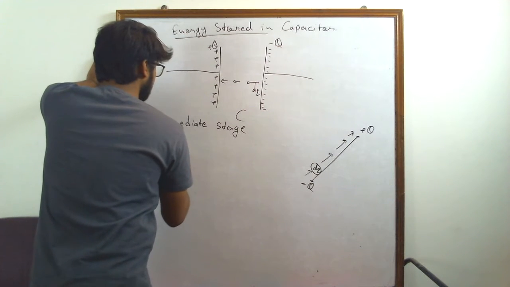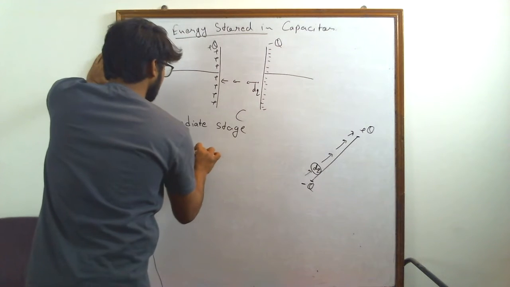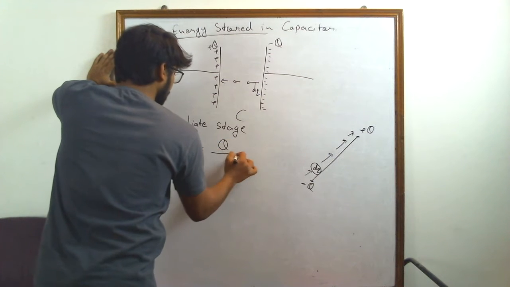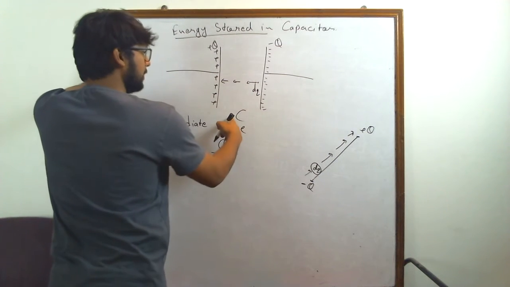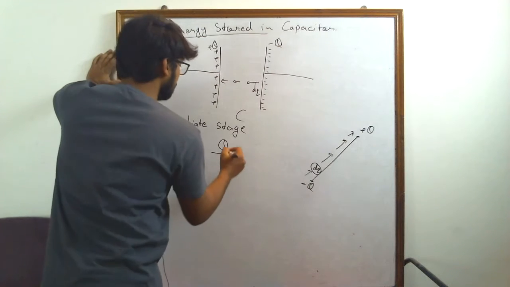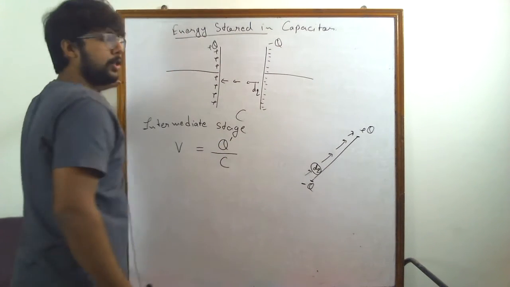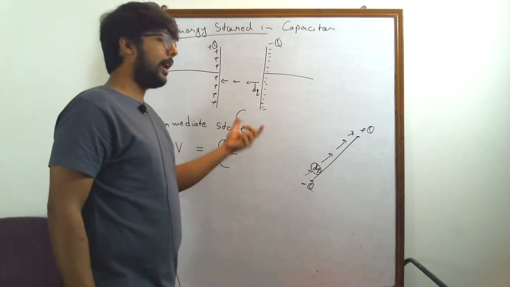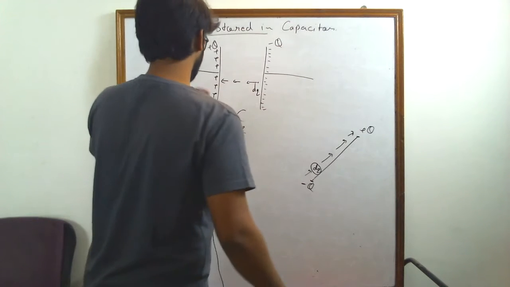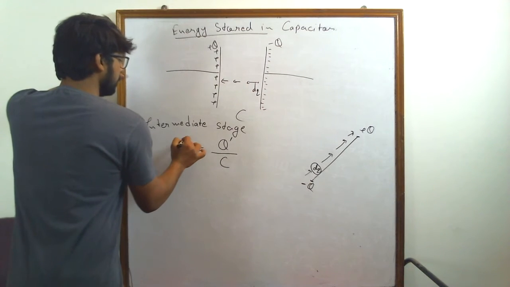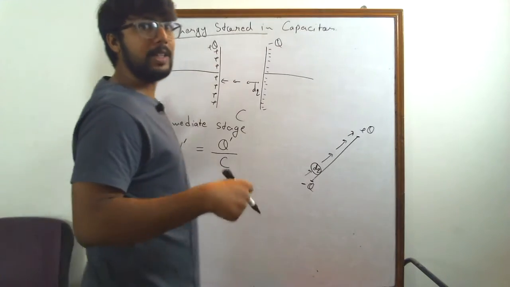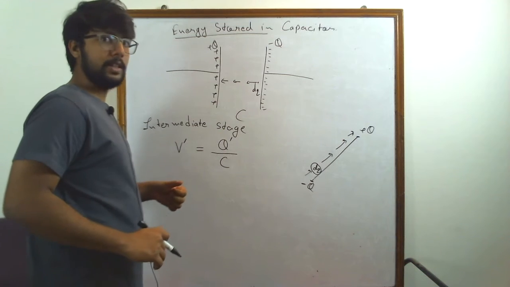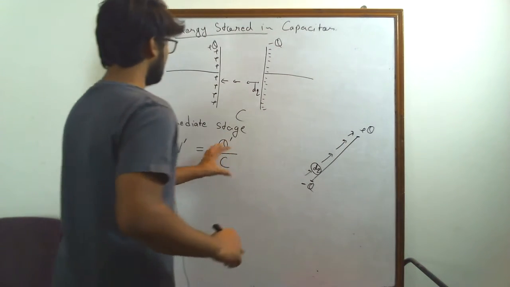So if I write V, which is the potential, equals Q upon C. C is fixed because this is the capacitance of the capacitor, but this is Q dash. Why? Because we are taking the intermediate stage where the capacitor hasn't fully charged. So Q dash is the charge as yet, and the potential is also V dash, because the potential is also not fully there. It is still in the intermediate stage. So this is my intermediate stage potential.